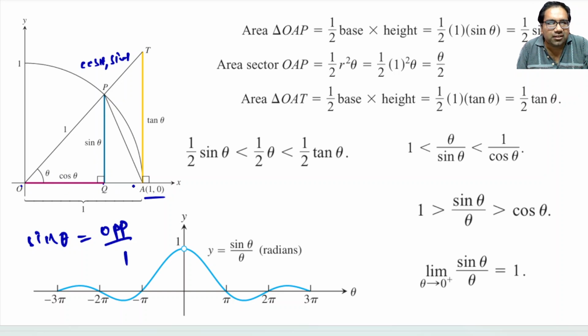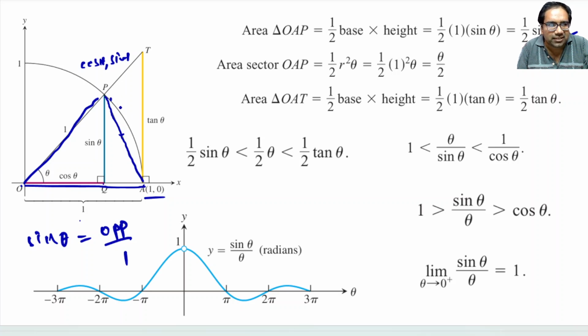This is a triangle. Let's do one more thing. This OP, let us extend to T, and draw a perpendicular at A and let it meet the extension of OP at some T. Now let us carefully watch. We have OAP, this triangle. This is one triangle. What is the area of this triangle? Half base into height. Half into 1 into sin theta. This is the area of this triangle, half base into height.